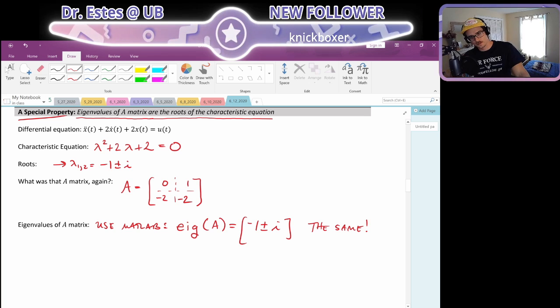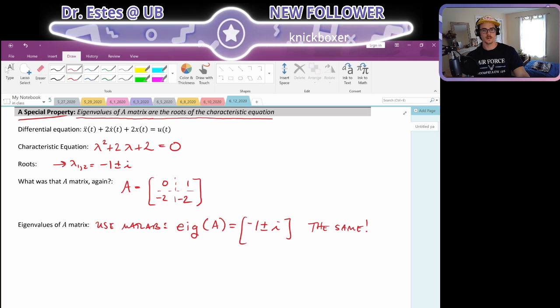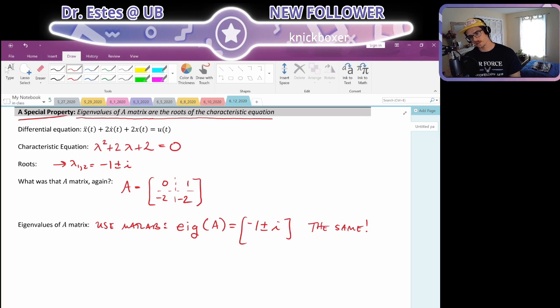In fact, what I think is that when you use the roots command in MATLAB, they build a matrix like this and they calculate the eigenvalues. And that's how they calculate the roots of your system. Because there are very efficient algorithms for getting eigenvalues of matrices. So that's like the easiest way for a computer to calculate the roots.